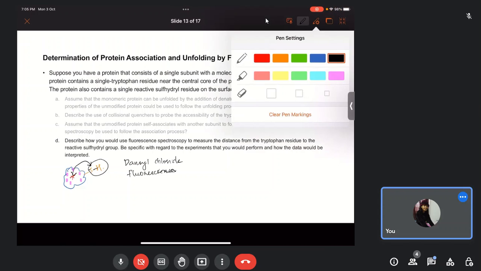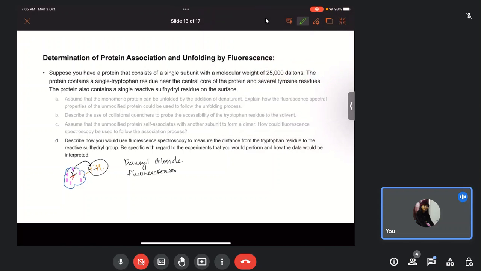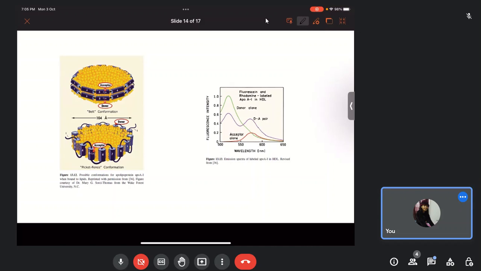I should just mention, once you label it, it will be something different. What you can do is perform the FRET experiment to find the distance between these two residues. So we can use FRET, label with the fluorescent molecule and perform the FRET experiment. This is one of the examples where they have done it.